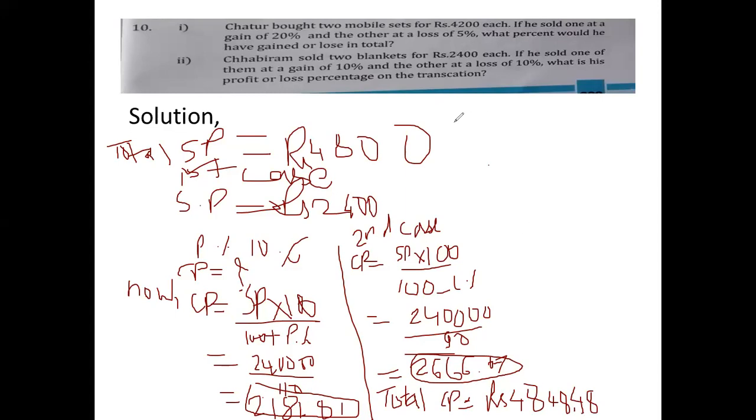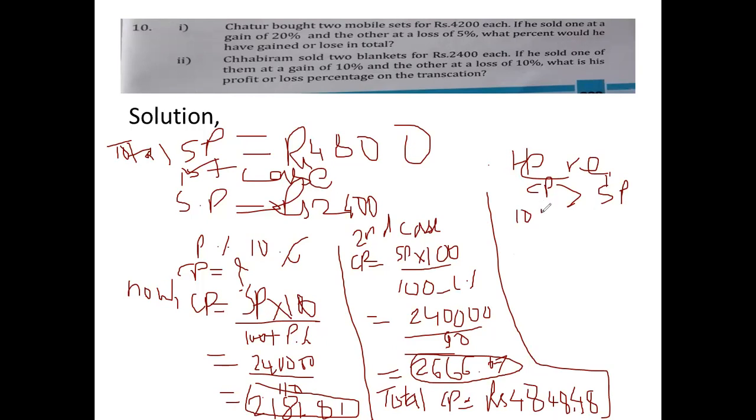Okay, Celine. Then look there, total CP and SP. CP is bigger or SP is bigger there? Here, CP is greater than SP. Okay, Nabisa? Okay, sir. CP is greater than SP, then what is made there? Loss is made.